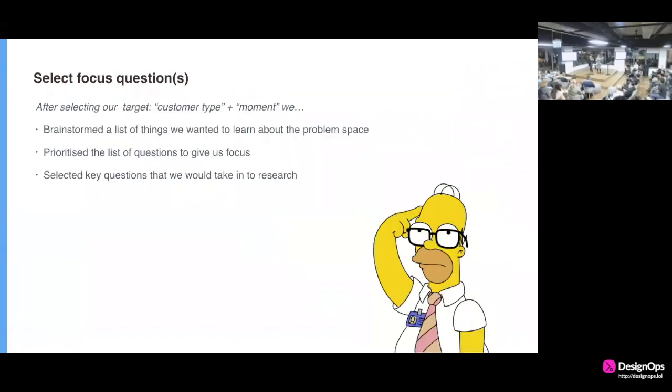Once we had gone through that process, we then brainstormed what we actually wanted to learn from that. So we had our key actor, we had our moment, and what do we want to learn? We wrote down a list of questions, and we took those questions through to our customer research testing. So we always referred back to those questions that we had set out at the start of the project.